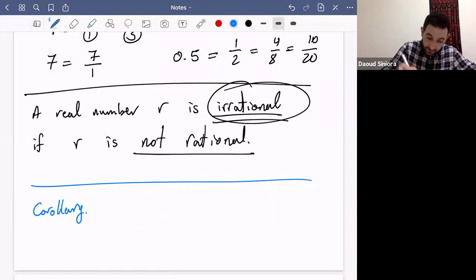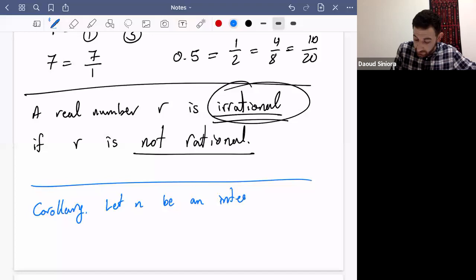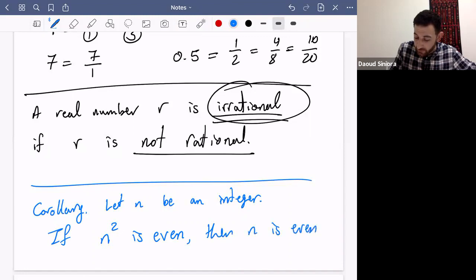I want to write it in the correct way: let n be an integer. If the square of n is even, then n itself is even. Okay, we will use this today. This was an easy consequence of the theorem which says if n is odd, then n squared is odd. Its contrapositive says if n squared is even, then n is even.